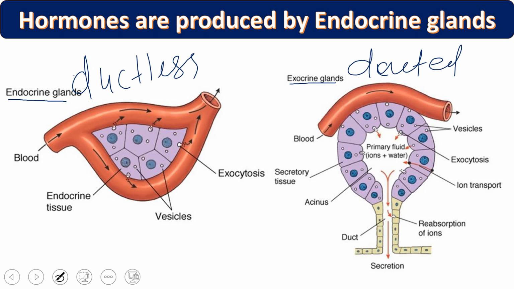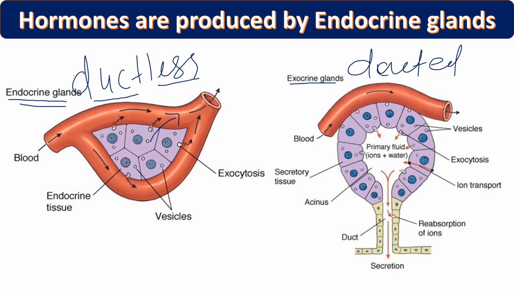Ductless means the secretions, the product of these endocrine tissue, endocrine cells, go directly into the blood, not into any kind of duct or vessel. It is directly released into the blood circulation, and then it will travel from one place to the other. So they are called endocrine glands, which are ductless. Directly the secretions will be released into the blood circulation.